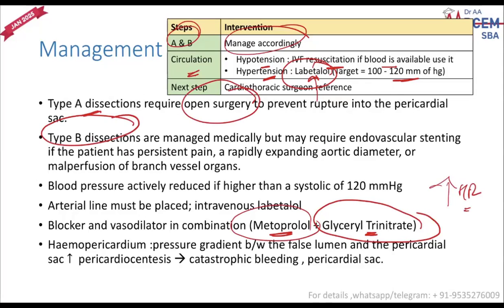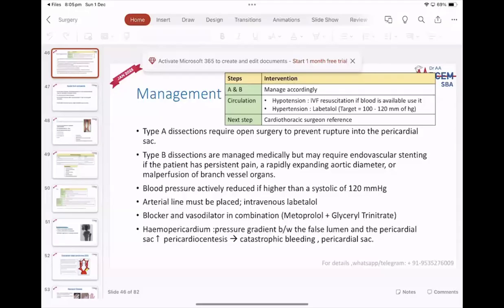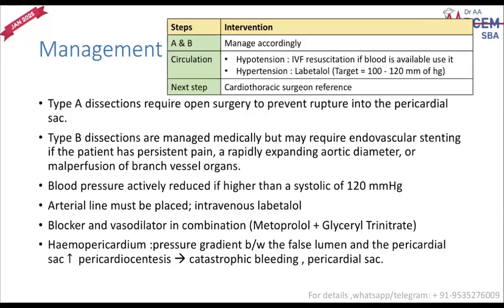What if the patient has a cardiac tamponade? How do you treat a cardiac tamponade? Surgery is what you need to do for the cardiac tamponade. Why are we not doing a pericardiocentesis here? Let me explain why we are not doing a pericardiocentesis in this patient.